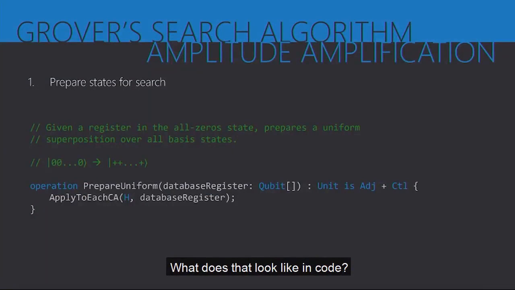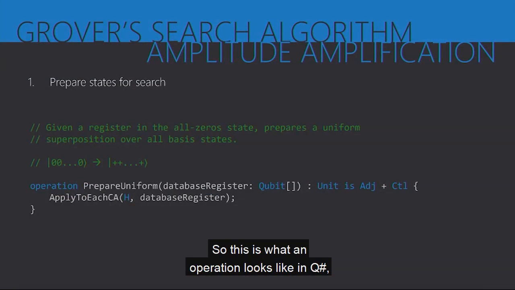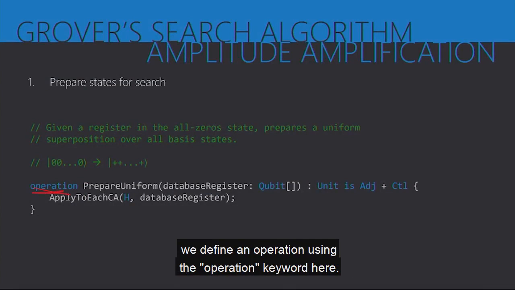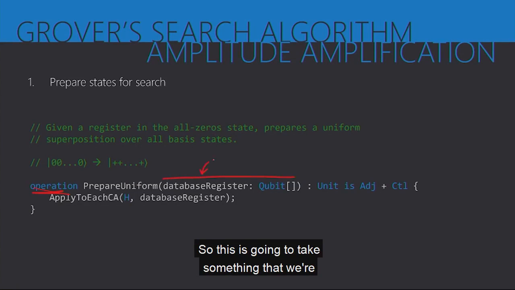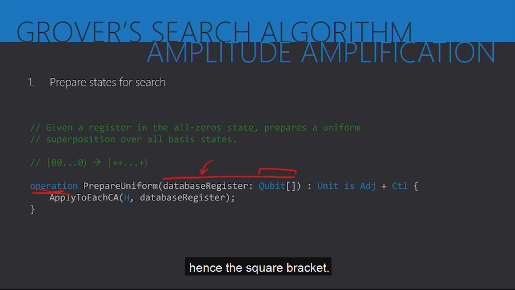What does that look like in code? So this is what an operation looks like in Q#. We define an operation using the operation keyword here. This is the input. So this is going to take something that we're going to call database register, which is a qubit array. If we wanted this to just take in a single qubit rather than an array, all we'd need to do is get rid of those square brackets. But in this case, we have a register with multiple qubits, hence the square brackets.